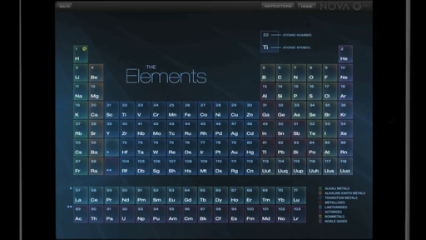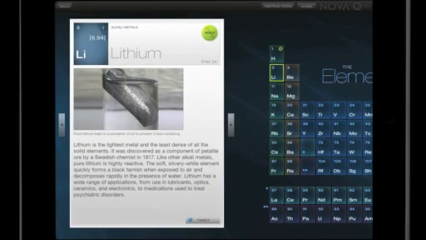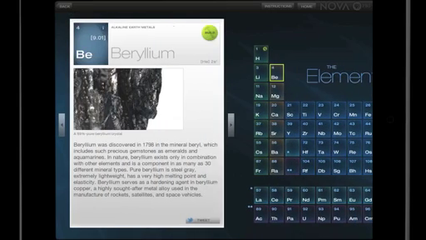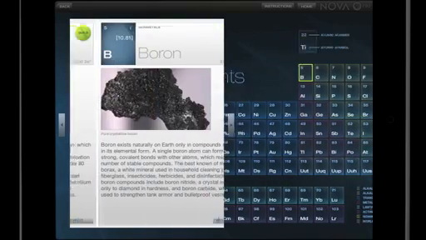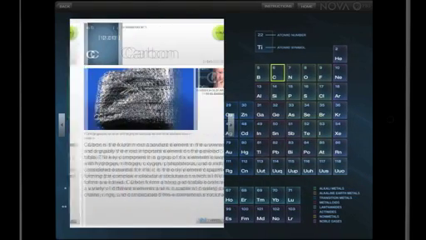Ever want to know more about tungsten? Or know anything at all about Einsteinium? Now's your chance. Tap any element to learn more about it.